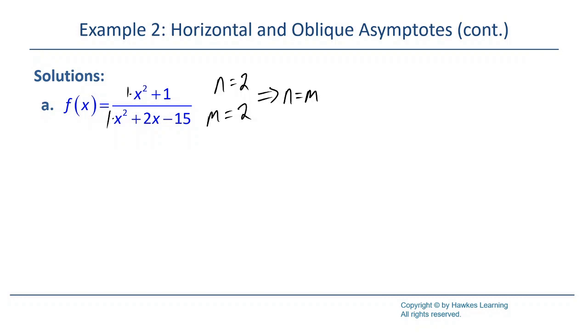If you go back to the chart, you would see that this means that your HA is equal to the ratio of the two leading coefficients. So the horizontal asymptote for f of x is going to be y equals 1 over 1, or more simply, 1. So look at the powers and then go back to the chart.